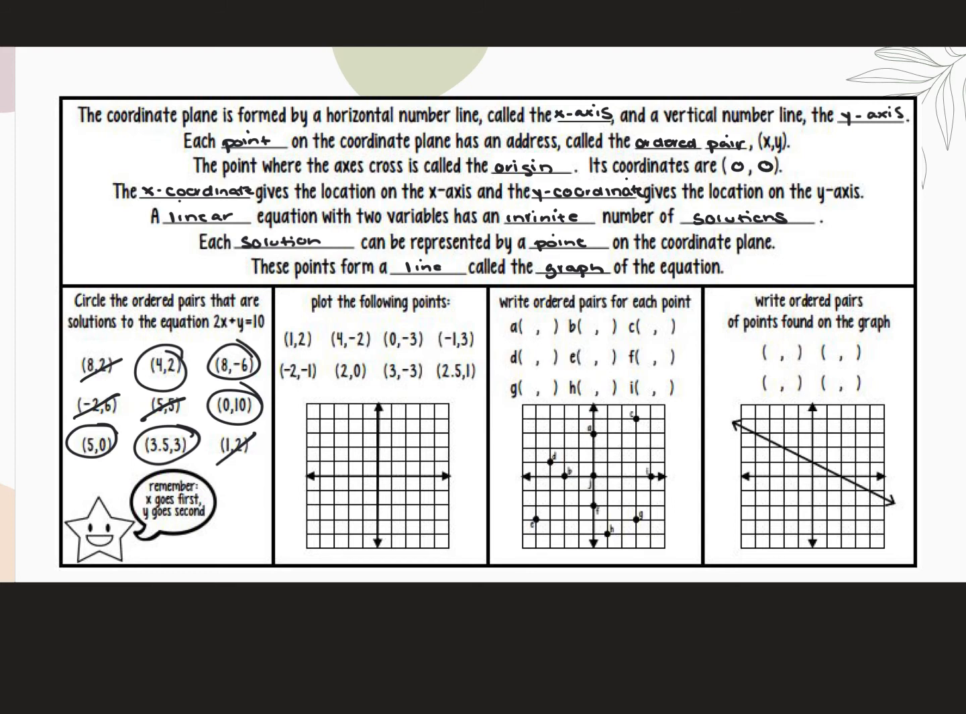All right, now we're going to review plotting. So I'm going to plot the point 1, 2. I'm going to start at 1 on my x-axis and go up 2. All right, 4, negative 2: I'm going to go to 4 on my x-axis and go down 2. 0 on my x-axis, and I'm going to go down negative 3. So I have a y-intercept there. All right, go over to negative 1 and then go up 3.